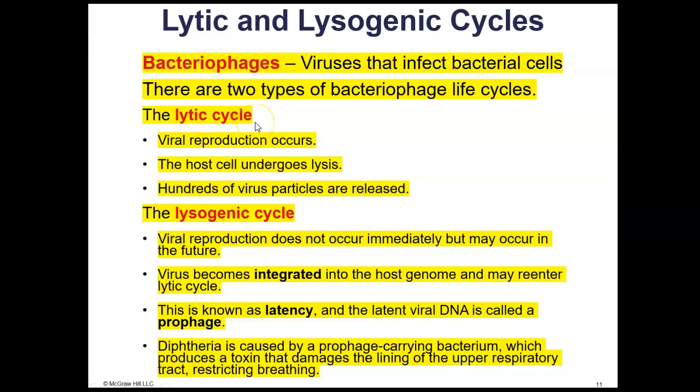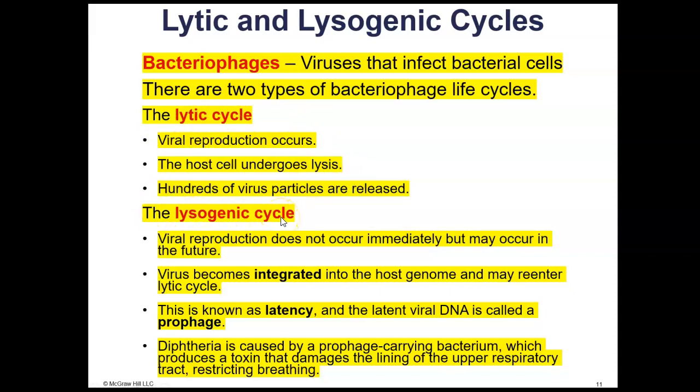One is called the lytic cycle, and during that stage, it's very similar to the one that I went over with you, where your virus attaches and penetrates the host cell, and then it tricks the host cell into making multiple copies of the virus. Then all those new viruses burst open from the cell, and it kills the cell. So the host cell undergoes lysis during the lytic cycle.